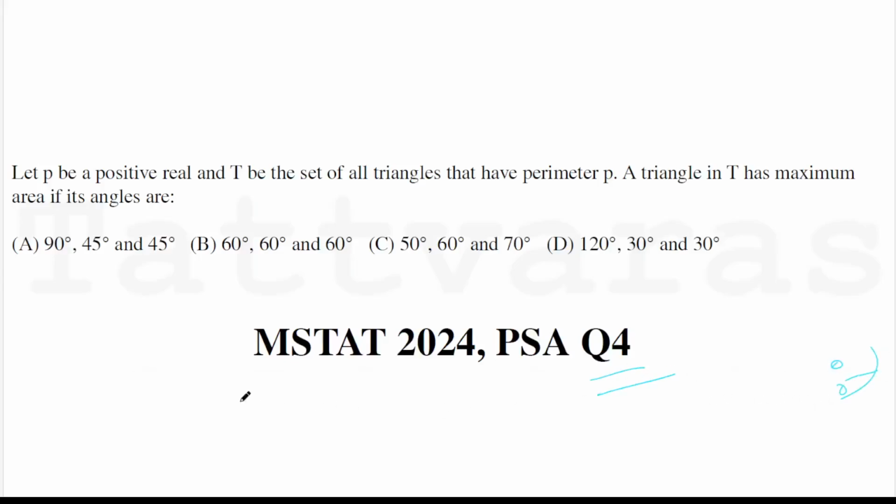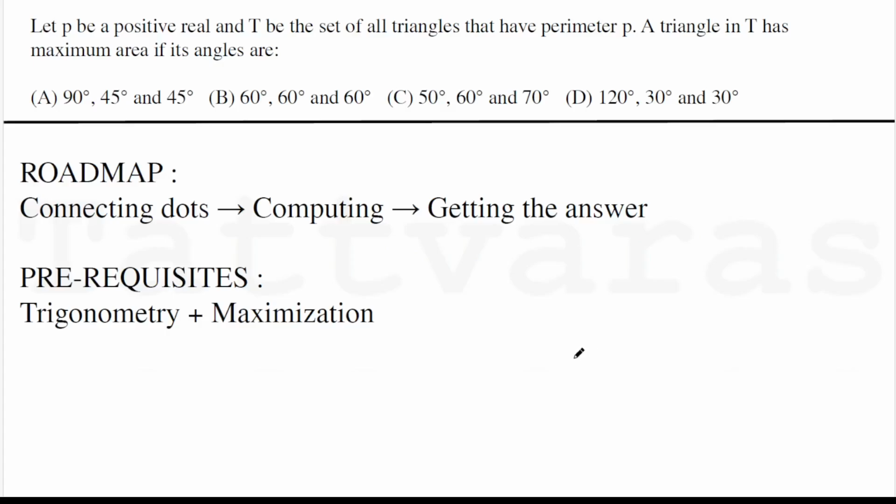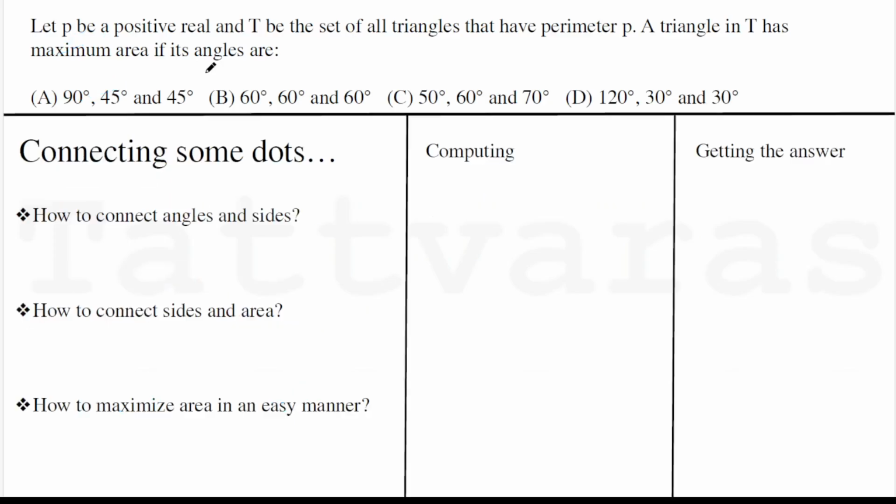Today we'll solve the fourth question of ISI MSTAT 2024 PSA. And yes, it's an optimization question with an element of trigonometry. You are given a triangle with a fixed perimeter, and you have to find the angular situation wherein the area would be maximum. So let's get started.